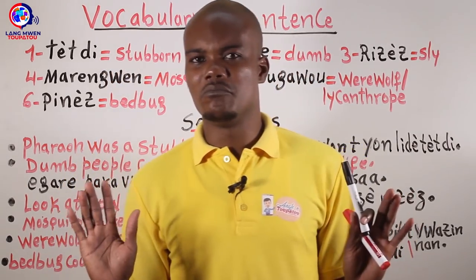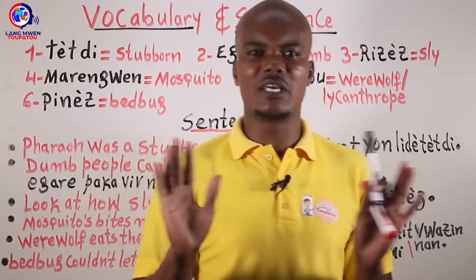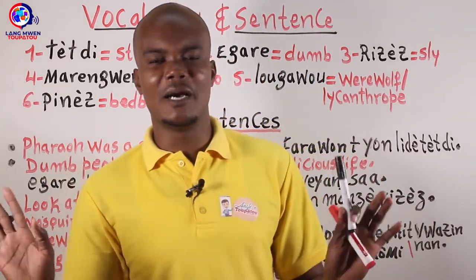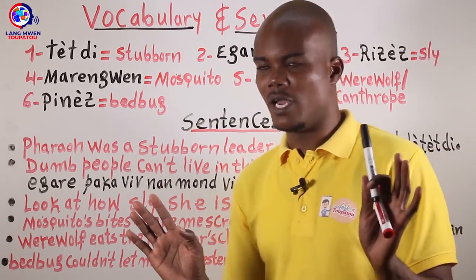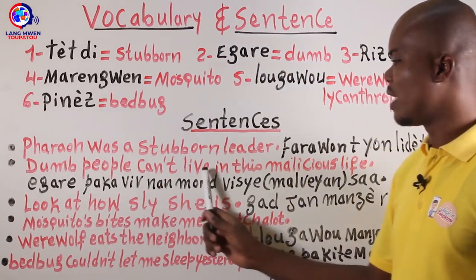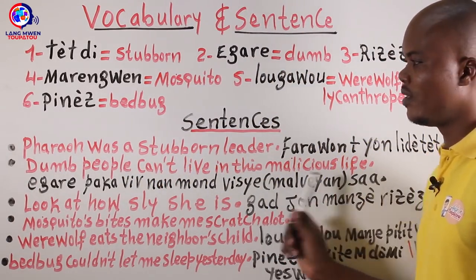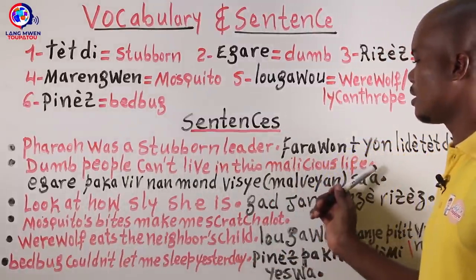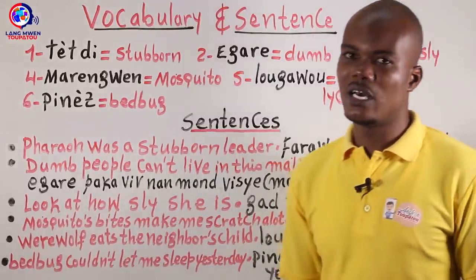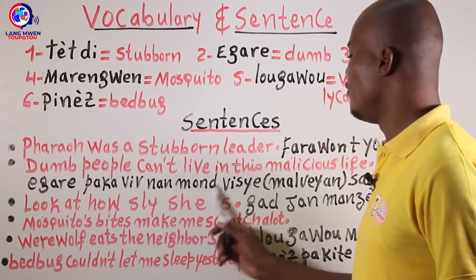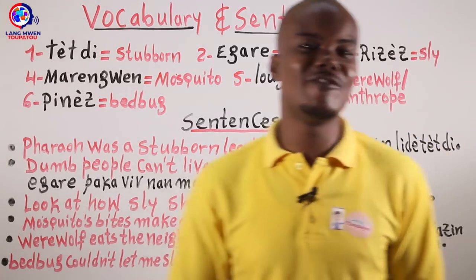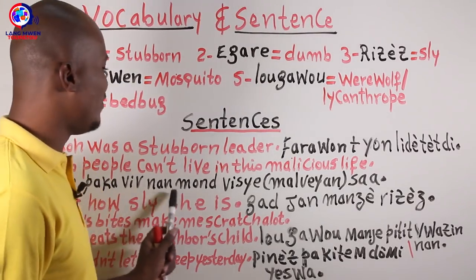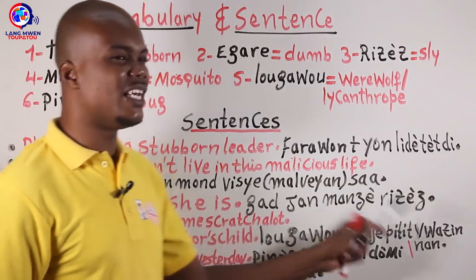I'm not dumb. Hey, don't get me for fool. Pa pran pou moun fou. I'm not dumb. Okay? For example, dumb people can't live in this malicious life. Ki sa mwen di la? Égaré pa ka vive nan monde vicié ou bien nan monde malveillant ça.